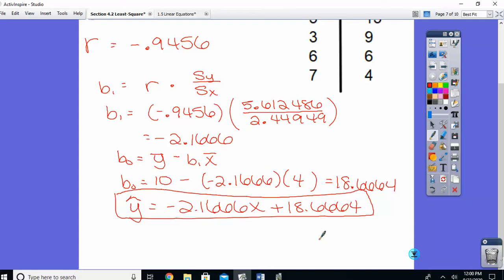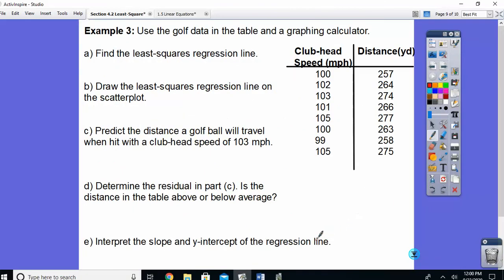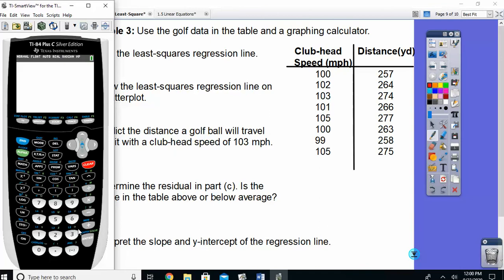Okay, let's try doing one on the calculator. So we need to enter this. Go to your calculator and enter your data in your L1 and your L2.